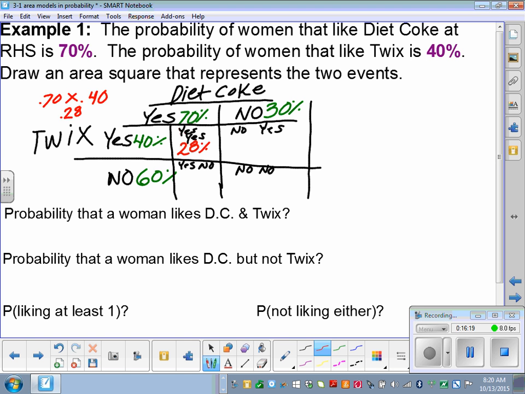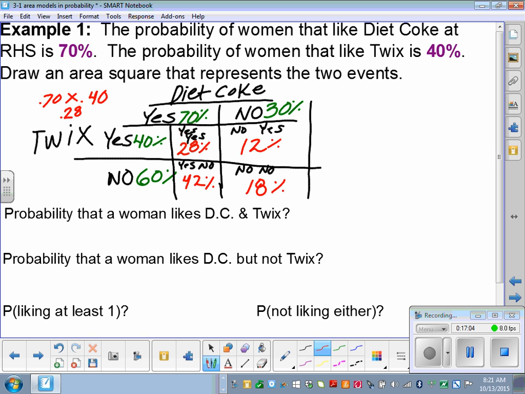So let's do that they don't like Diet Coke, but they do like Twix. So you'll multiply the individual probabilities. So you'll do 30 times 40. You'll type it in, 0.30 times 0.40. 0.12, which is 12%. Very good. So there's a 12% chance that they do not like Diet Coke, but they do like Twix. And then yes and no. You multiply those individual probabilities. You'll do 0.70 times 0.60. 0.42, so 42% chance. Good. And then once again, they don't like Diet Coke, they do not like Twix. What is it? 0.18, which is 18%.